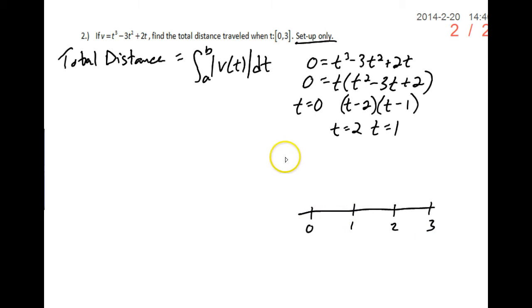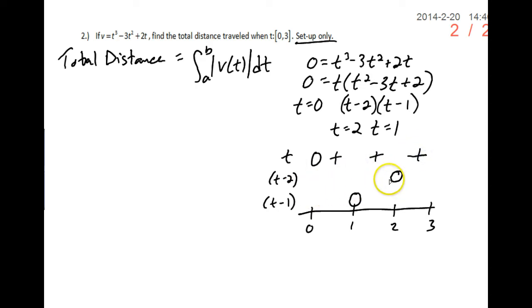So now we're going to take t minus 2 and t minus 1 and do a sign analysis. So I'm going to put a 0 above 0 in the top row, a 0 above 2 in the middle row, and a 0 above 1 in the next row. So now for my sign analysis, I only care about to the right of 0 and to the left of 3. So if I plug in a positive value for t, I get a positive value. So I'm going to fill out positives across the top row.